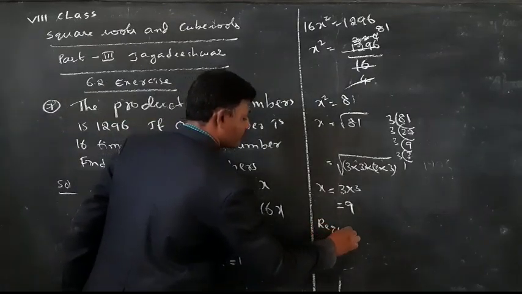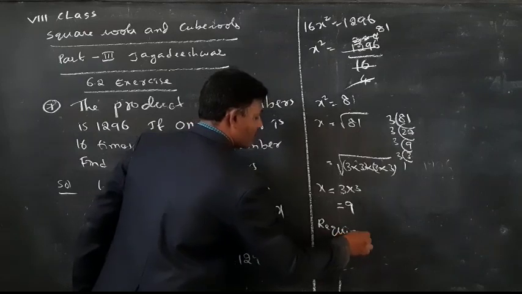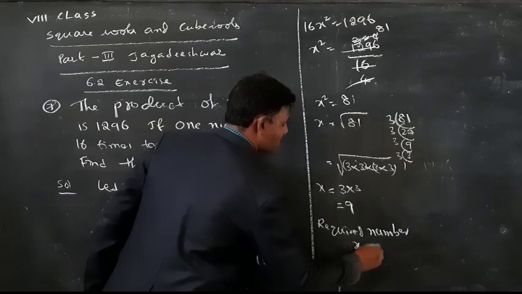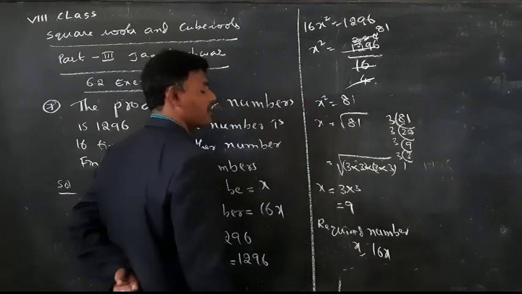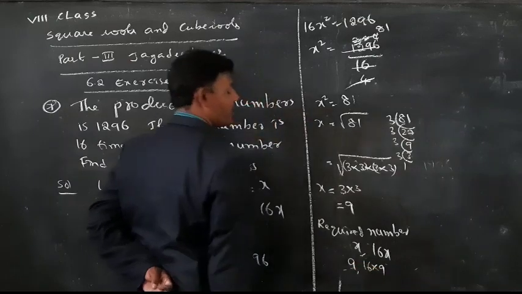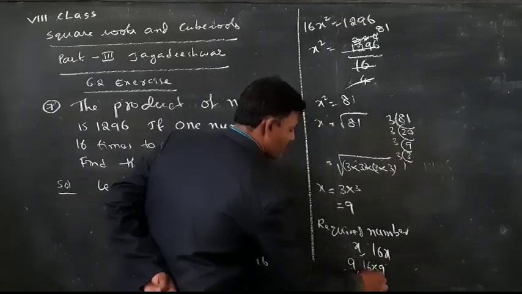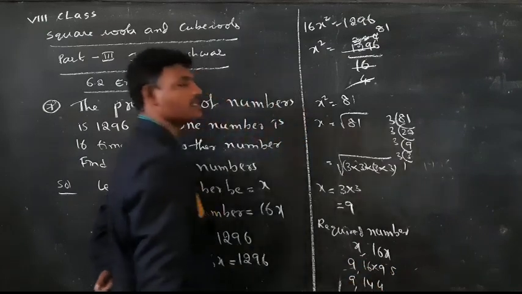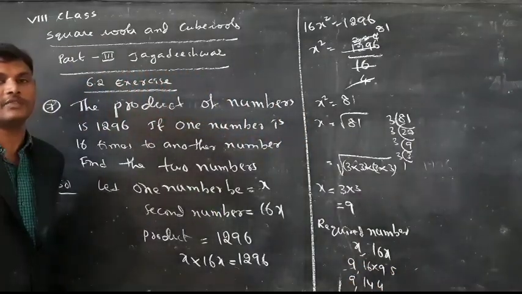Required numbers. What are the numbers? One is x and one is 16x. x means 9. 16x means 16 into 9. So the required numbers are 9 and 144.